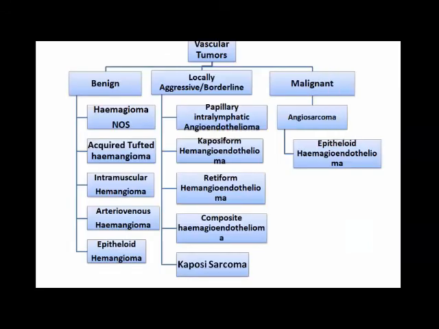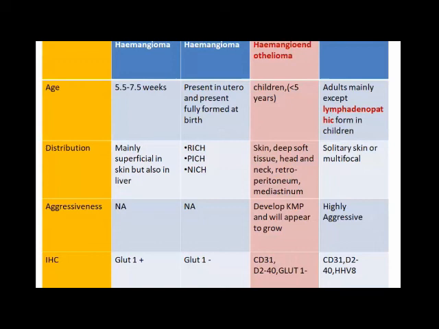So moving ahead and talking a bit about the vascular tumors, they can be benign, borderline, and malignant. The benign ones are the hemangioma, tufted angioma, intramuscular, arteriovenous, and epithelioid. In the borderline are the kaposiform hemangioendothelioma, papillary intralymphatic angioendothelioma, retiform, composite, and Kaposi sarcoma. The malignant ones are the angiosarcoma and epithelioid hemangioendothelioma. So we generally differentiate the benign from the intermediate and malignant. Always we should correlate with the clinical findings along with the radiology.